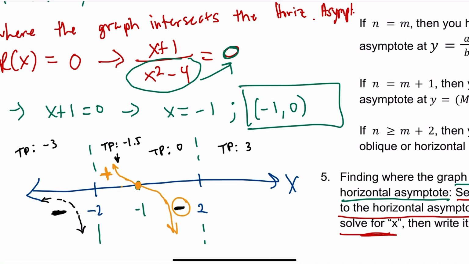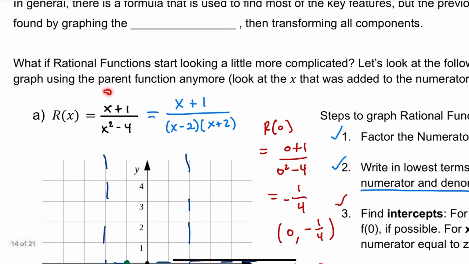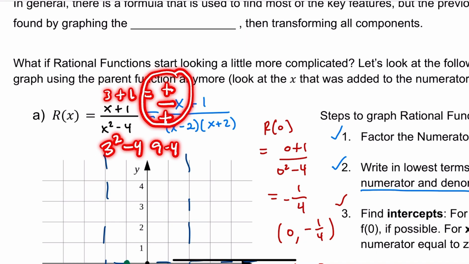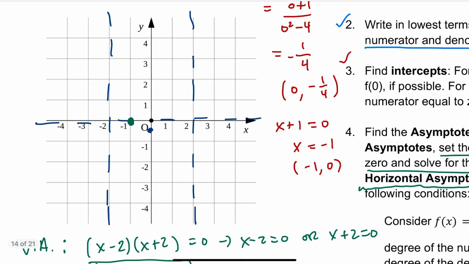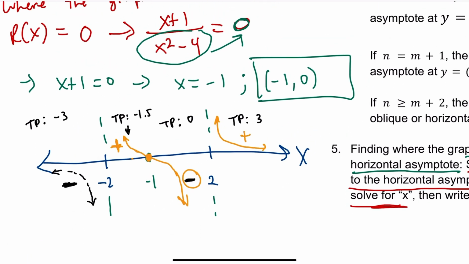On the last test point, I'm almost certain, so I'm just going to take a little gamble here. I'm thinking that it's going to be here, okay? But let's just double check. Test point 3. 3 plus 1 is equal to +4, so that's positive, divided by 3 squared minus 4, which is 9 minus 4, so that's 5, which is also positive. Positive divided by positive is positive, so in fact, it was on top, right here. So then this is your graph.